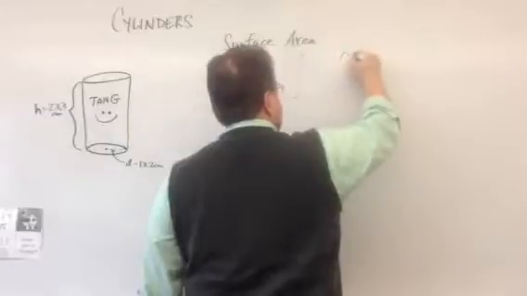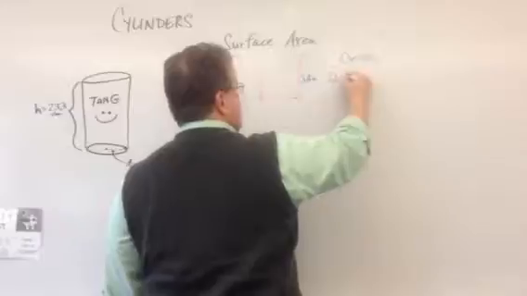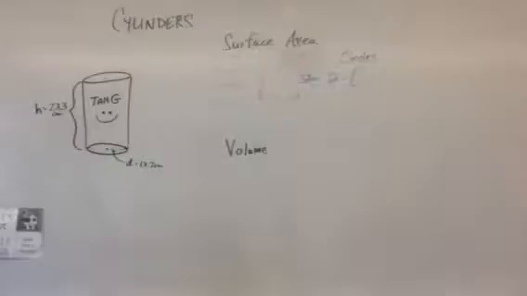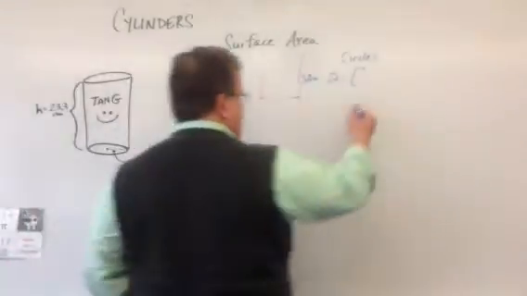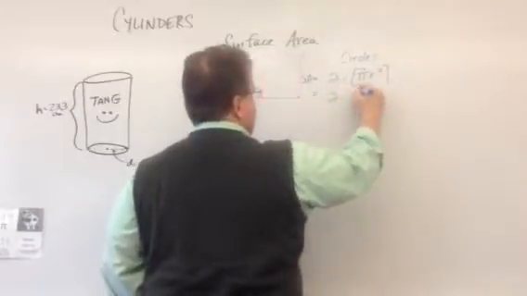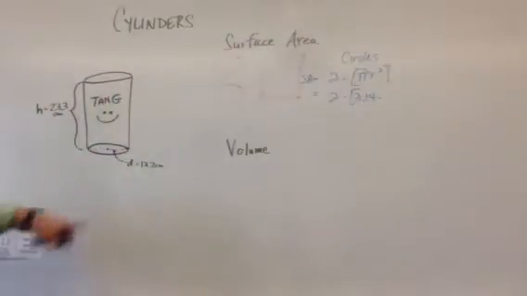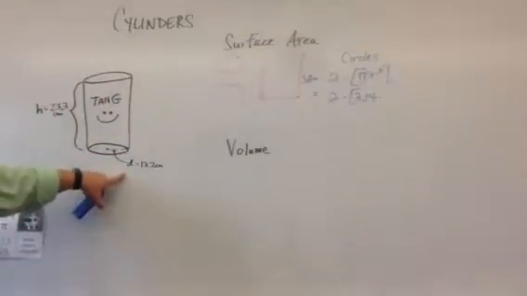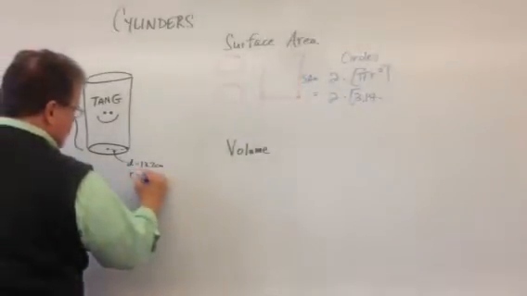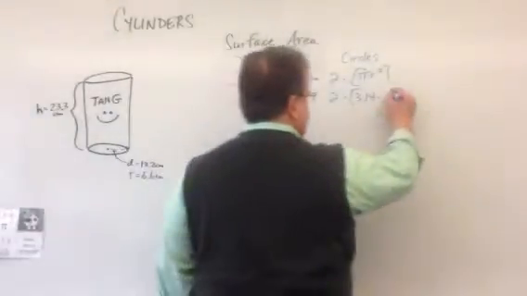So let's do the circles first. We have 2 times, what's the formula for the area of a circle? Pi times the radius squared. So that's going to be 2 times, we're going to use 3.14. And the radius, here we have a diameter of this Tang container of 13.2 centimeters. So what's the radius? 6.6. Thank you, 6.6 centimeters. You divide it by 2.